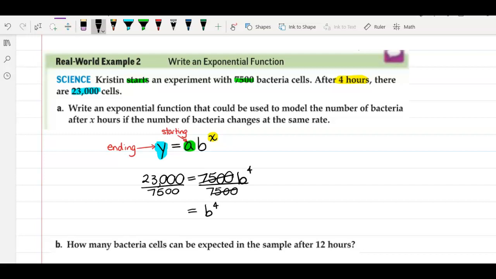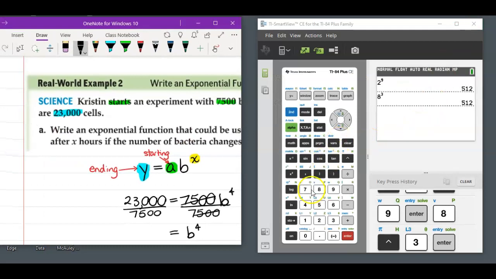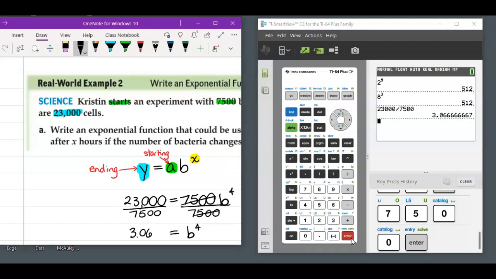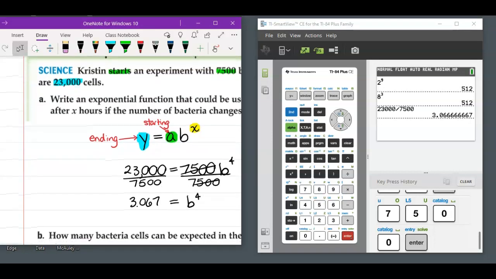Let's use our calculator. So we'll take 23,000 and divide by 7,500. That gives me 3.067. But that doesn't tell me what B is. I need to take the fourth root of B to get rid of the fourth power.